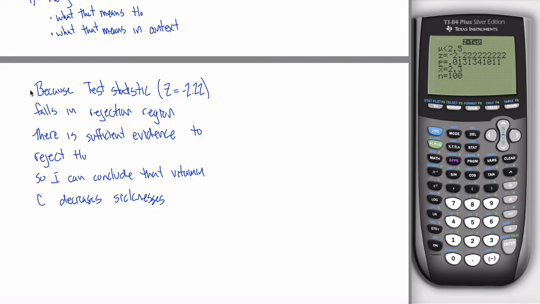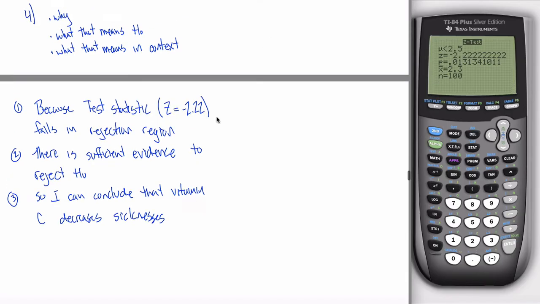So note the three things here. Because my test statistic falls in the rejection region, there is sufficient evidence to reject the null hypothesis. So I can conclude that vitamin C decreases sickness. Seems like a lot. It doesn't have to be this verbatim. But what you'll see is when you do a few of these, it helps to write them so that they look like this. A couple minor things I want to talk about before I end this video.